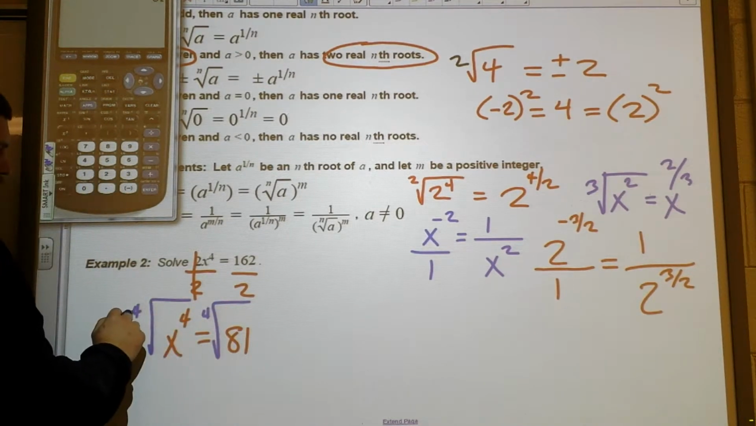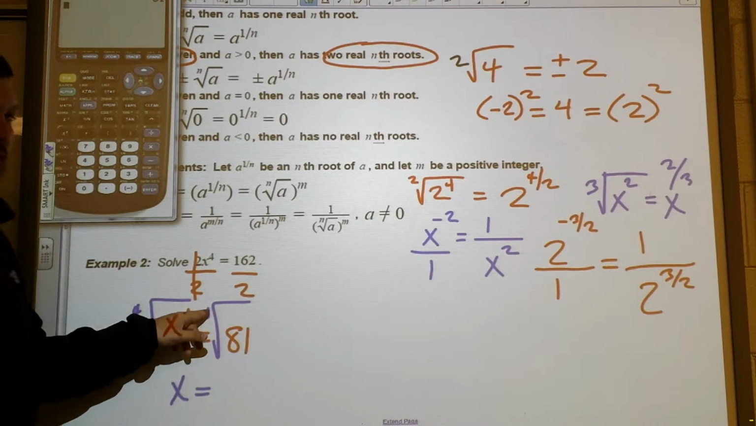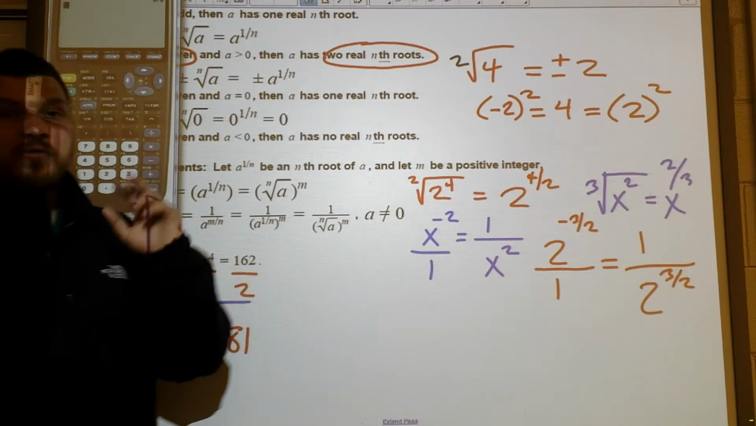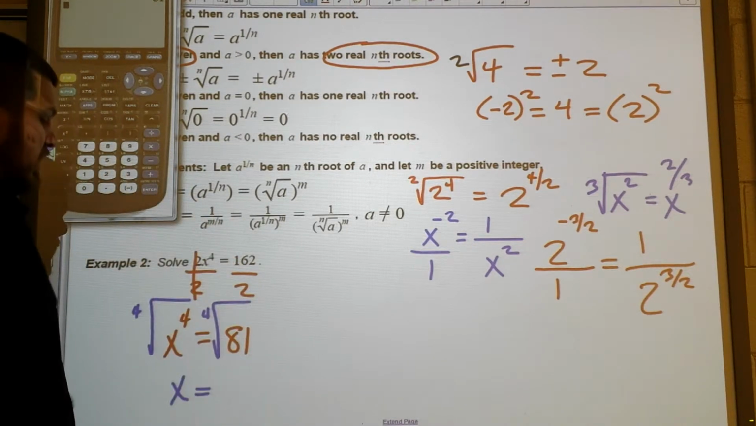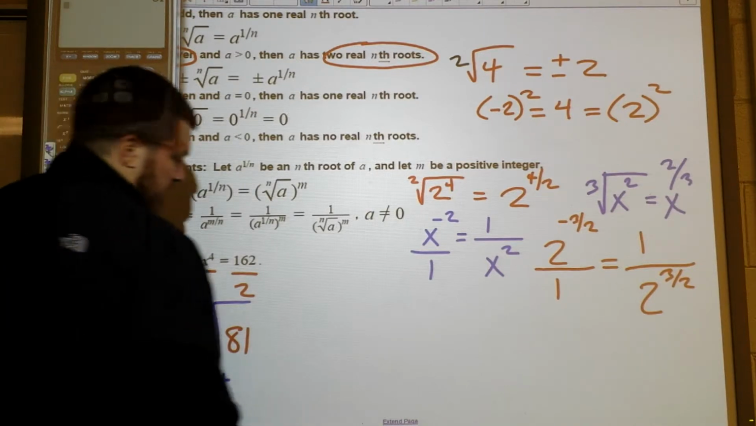Well, the 4 and 4 cancel out, so I'm just left with x. But notice here, my index for the 4th root is even. So I'm going to have two answers. Again, two answers just means we put plus or minus, and it's the fourth root of 81.